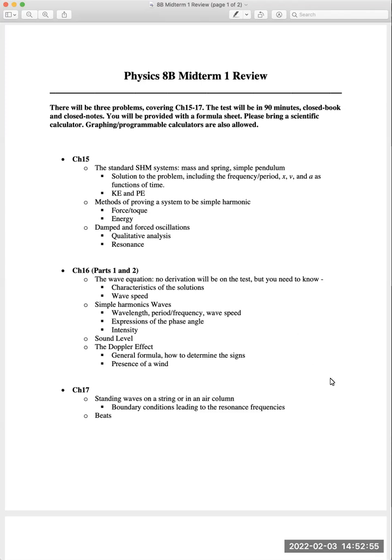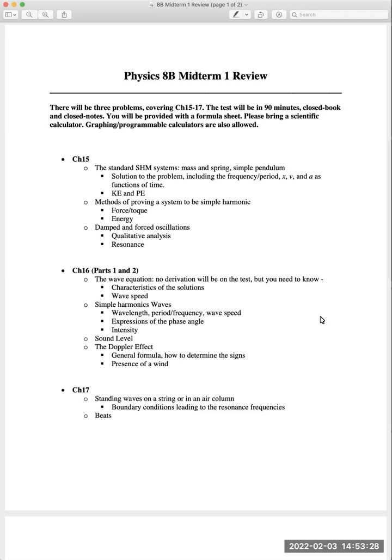Now, chapter 16, both parts 1 and 2. We start with the generic wave equation. We saw different flavors of that. They all lead to the same general equation: the wave on a string, the wave in a long horizontal spring, and also the sound wave in an air column. The derivations are different, and they're very important to our understanding of the wave phenomenon. But I'm not going to put a derivation of the wave equation in the test.